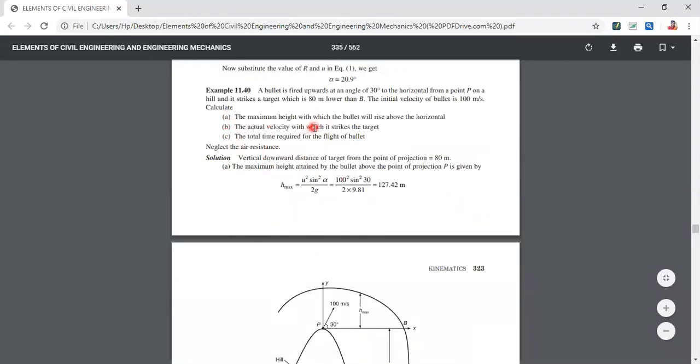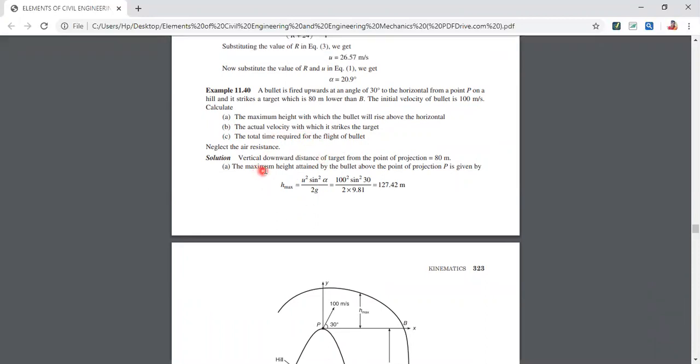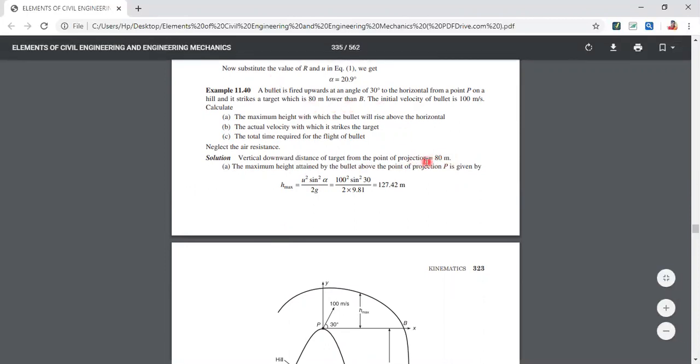Calculate the maximum height to which the bullet will rise above the horizontal, the actual velocity with which it strikes the target, and the total time required by the bullet, or the total time of flight. Air resistance is usually neglected when we are dealing with the motion of a particle or body in projectiles. First, the vertical downward distance of the target from the point of projection is 80 meters, as it is given that it is 80 meters lower. So this is the vertical distance.